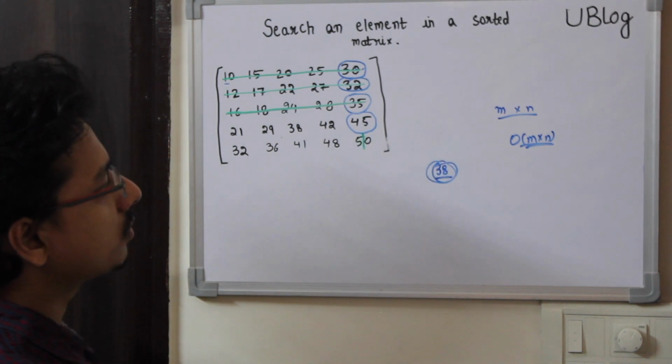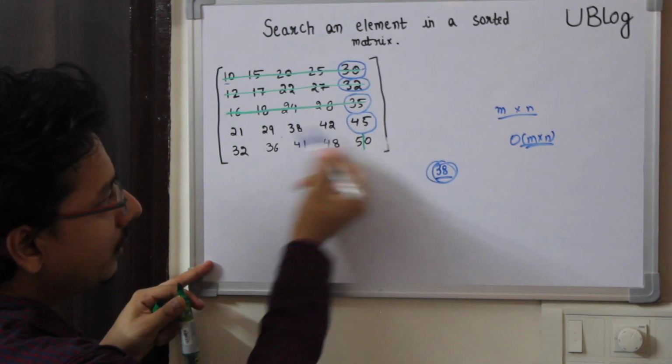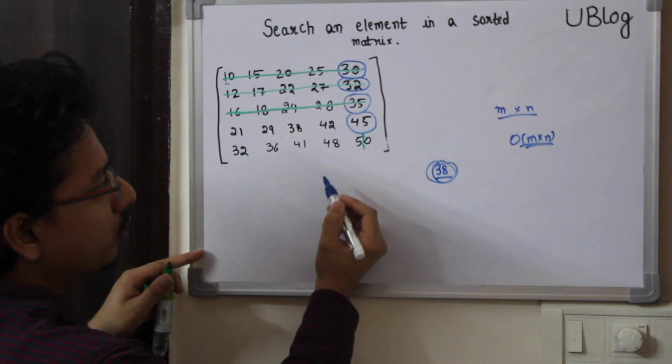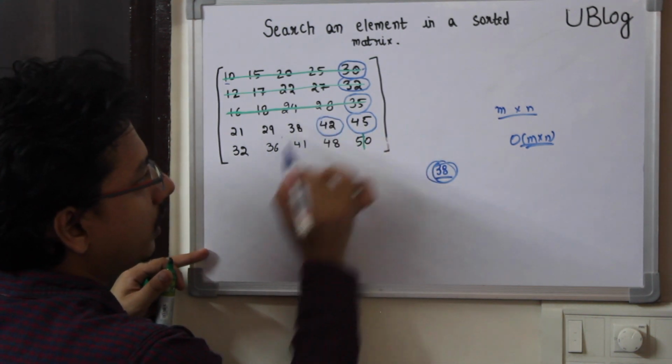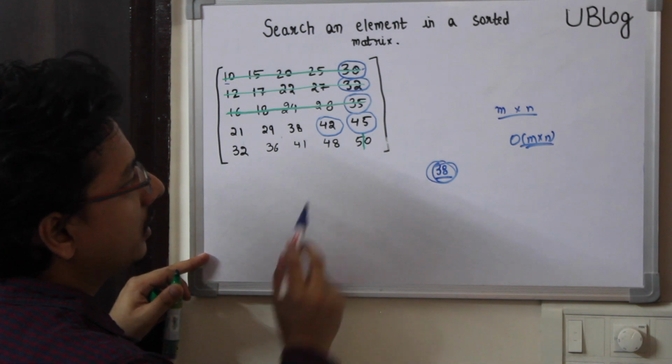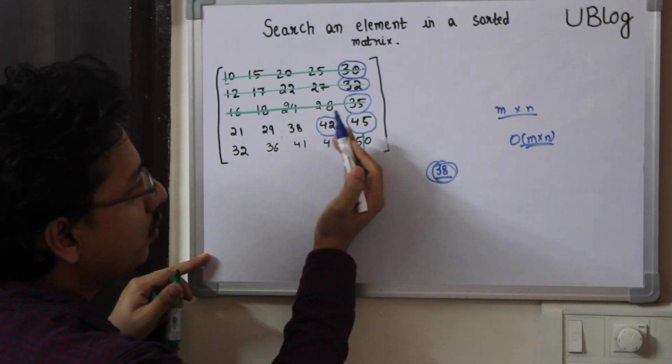Now what I need to do is, since 38 is smaller, I move left. So basically I move along the row. So I come to 42. Now I compare 42 with 38. So 38 is smaller, so I move one step left.